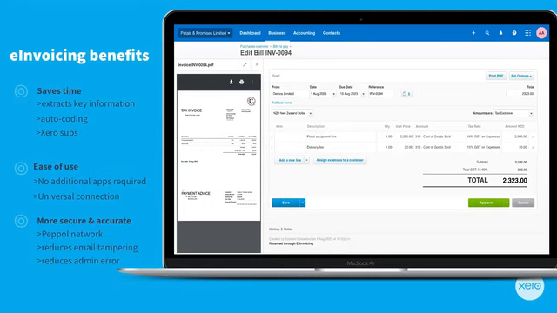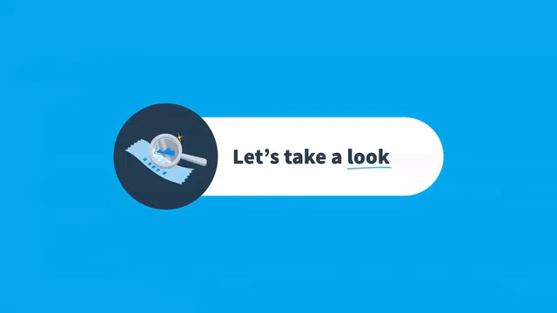Last but certainly not least, it's a more secure and reliable way to invoice. Invoices travel over a secure government-backed network called PEPPOL, so the security of your invoices is greatly improved and even harder to intercept. Because it eliminates human intervention, it significantly reduces the risk of email and invoice tampering and, of course, admin error. So we're going to jump into Xero now, and I'm going to first step you through the registration process for Australia and New Zealand.